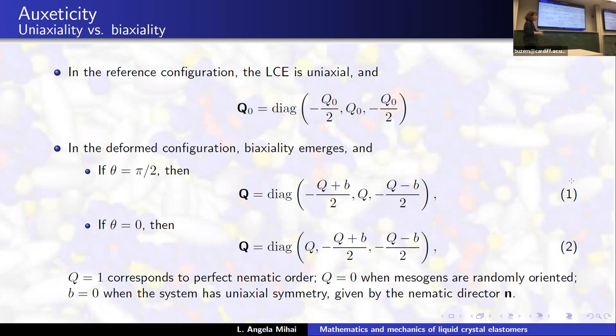Okay, for theta equals zero, so after the director flips and is now aligned along the applied force, we change the positions where Q appears, but it still remains traceless. I already mentioned that, but I wrote it here that Q equal to 1 corresponds to perfect nematic order, Q equals 0 to disorder, random orientation, and B equals 0 obviously corresponds to the case when we have uniaxiality. So we have all the components in principle now.